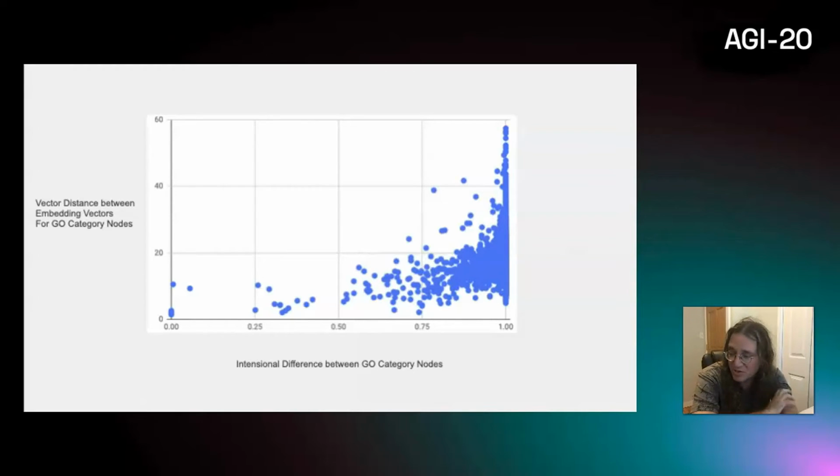It's a pair of nodes representing gene ontology categories, where a gene ontology category could be a biological process like, say, apoptosis or T-cell differentiation. So each dot is a pair of two gene ontology category nodes, and on the y-axis what you have is just the distance between the embedding vectors that DeepWalk assigned to those nodes. What you have on the x-axis is a little subtler.